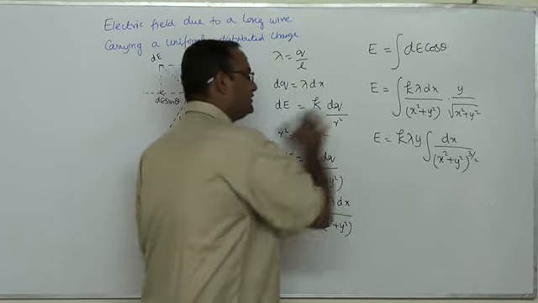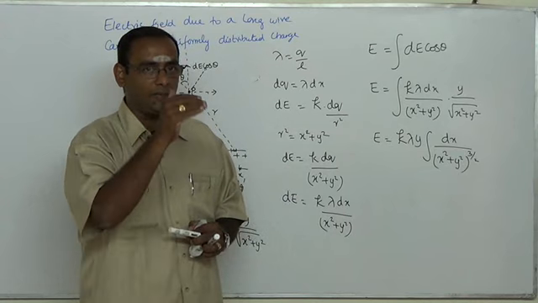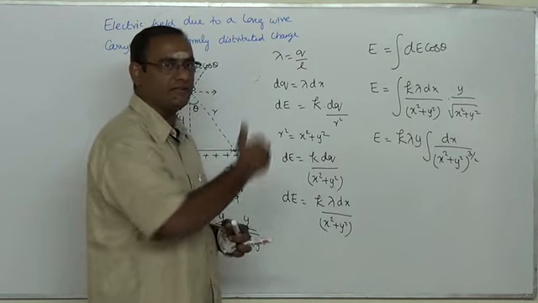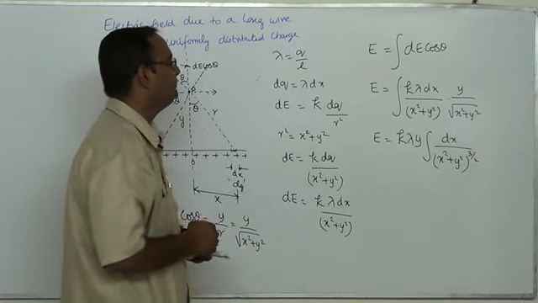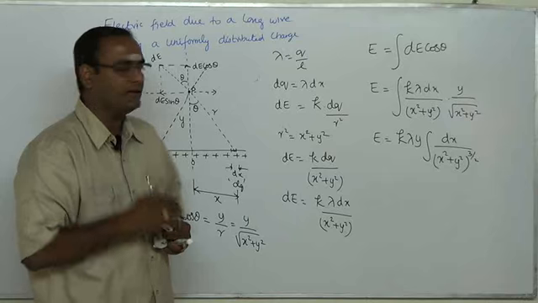Now this is the expression for the electric field. We have not found the final expression, it is the intermediate value. Now we have to integrate this to get the value of the electric field. Before integration, we should know the limit. We have to supply the limit.